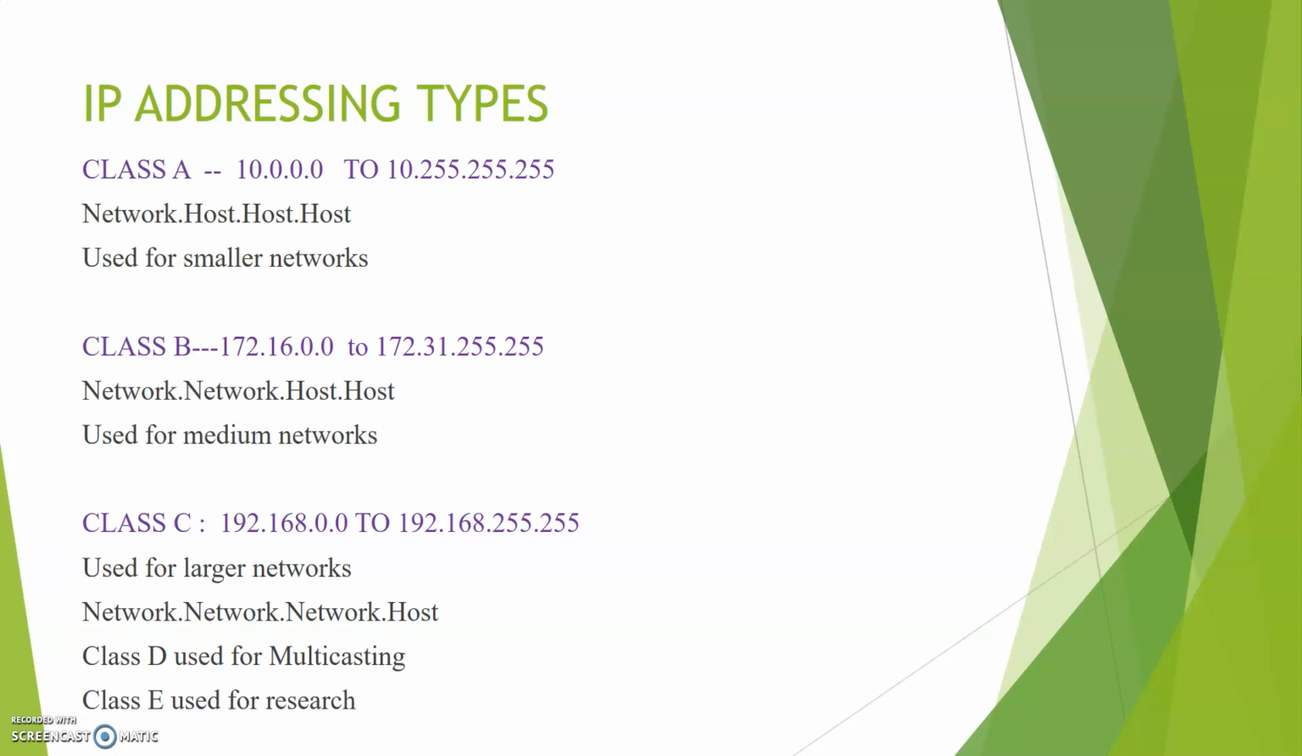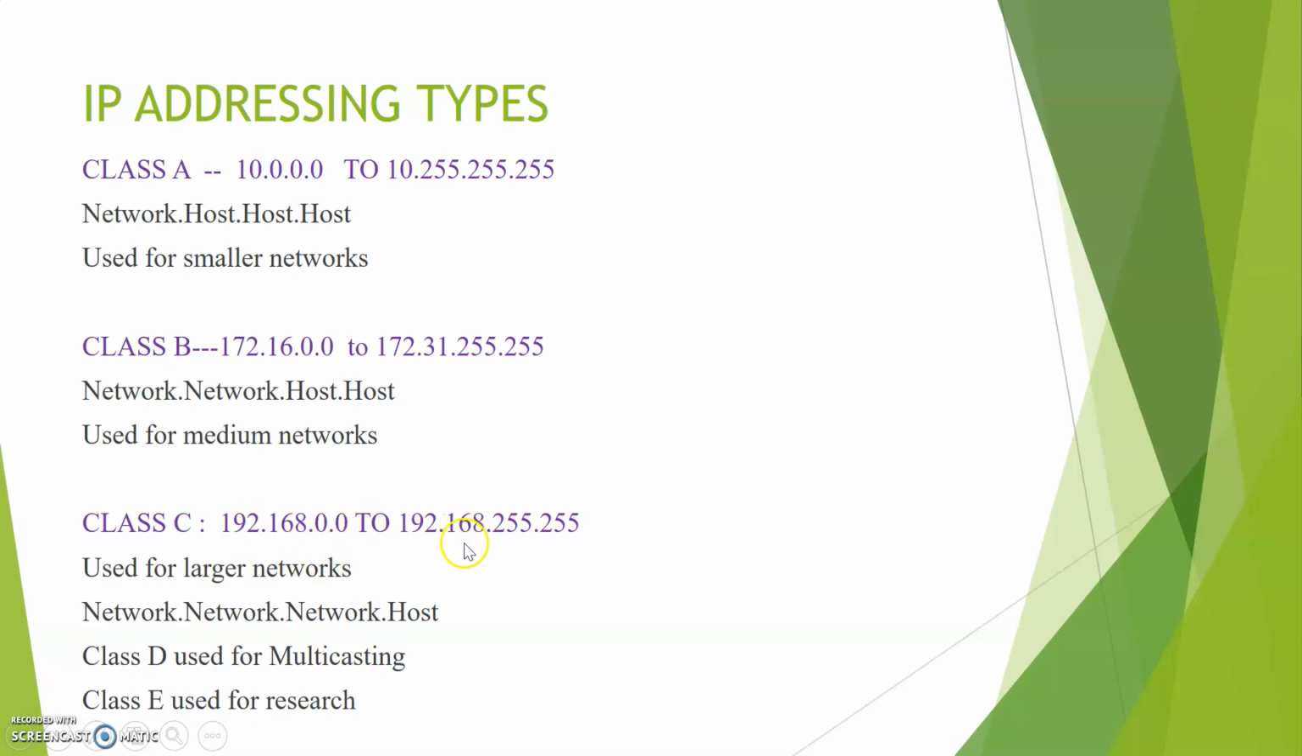Class B we use for medium networks. It ranges from 172.16.0.0 to 172.31.255.255. So the first 2 bytes identify the network and the last 2 bytes identify the host portion, which is used for medium networks.